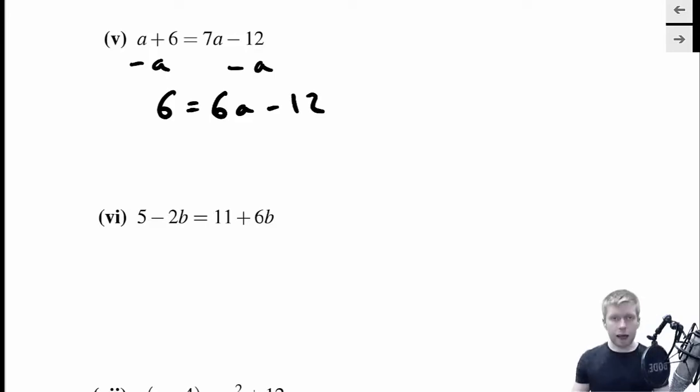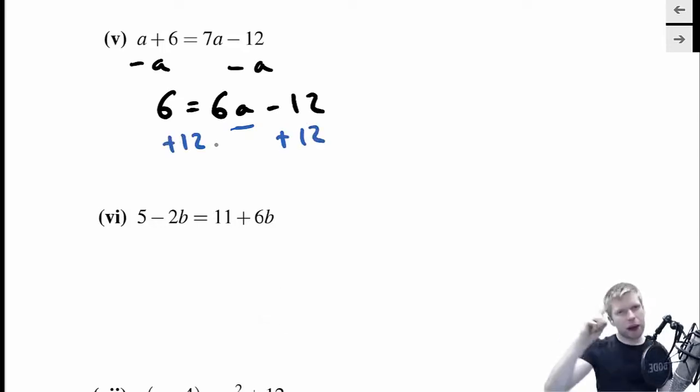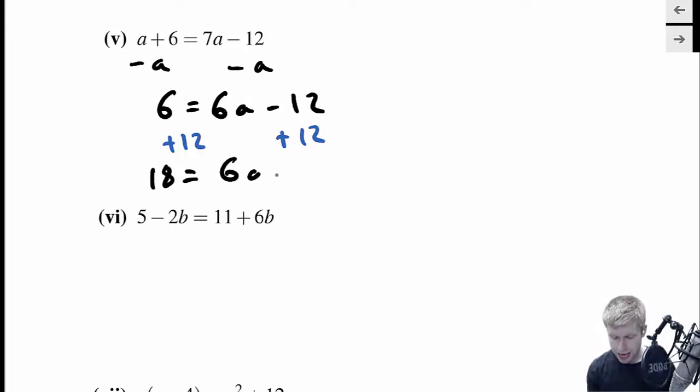Okay, so this is basically just saying I take some number, I times it by 6, I take away 12, and I get 6. So therefore, if I work my way backwards, I should have to add 12 to both sides. Just think about that chain I was doing in that last video. In fact, you can write it out if you want to. So I add 12 to both sides, so I just end up with 18 on this side. And on the right-hand side, I'm just left with 6a, because the minus 12, the plus 12, they disappear.